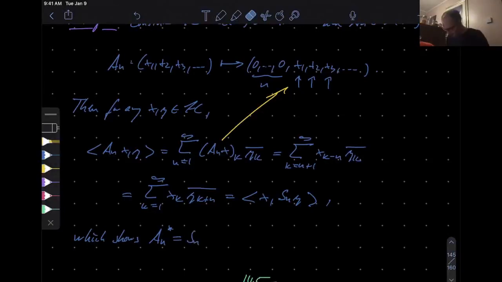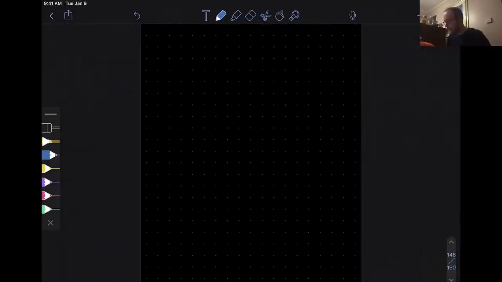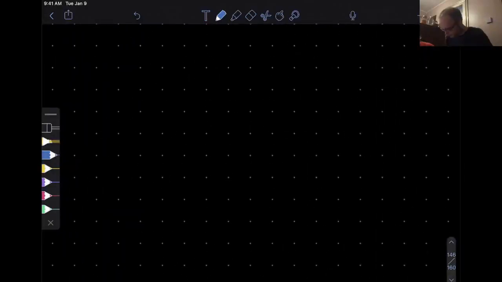All right? Yeah, but we know a thing or two about these guys, in particular when n goes to infinity. But we know, this was an example before this section on the adjoint started, we know that S_n goes to the zero linear transformation strongly as n goes to infinity.